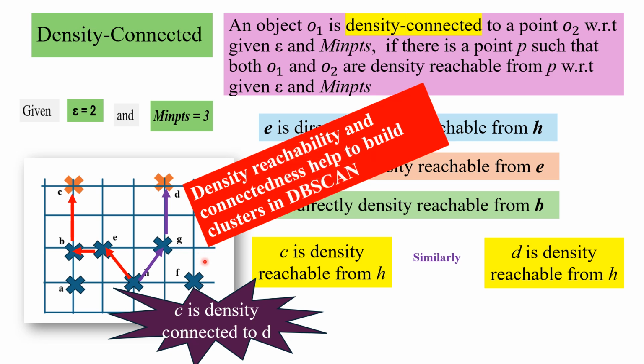Now these two concepts, density reachability and connectedness, are very important for us to understand the DBSCAN algorithm, because this is how the clusters would be built, which we will see in the next video.